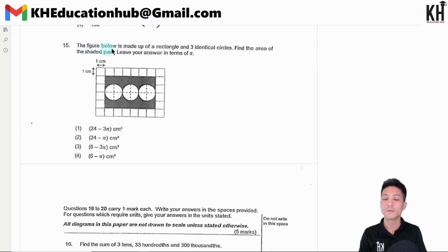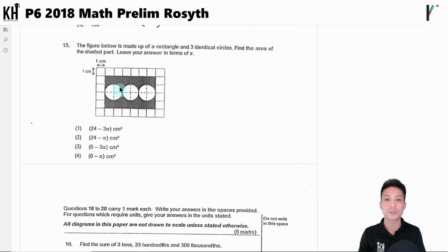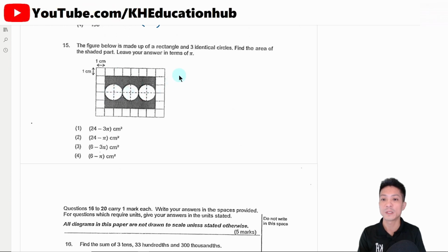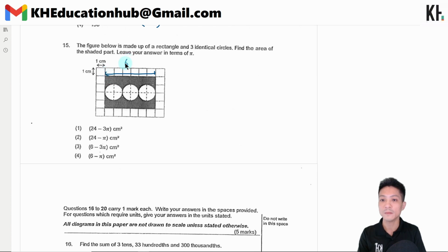Question 15. The figure below is made up of a rectangle and 3 identical circles. Find the area of the shaded part. Leave your answers in terms of pi. So to find the area of the shaded part, I need to find the area of the rectangle, then minus away the area of the 3 circles. This is 1, 2, 3, 4, 5, 6, right? So here to here will be 6 cm, and here to here will be 4 cm.